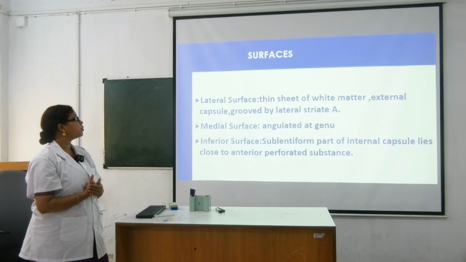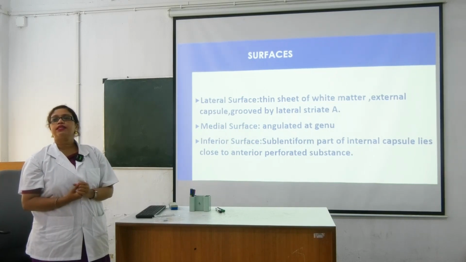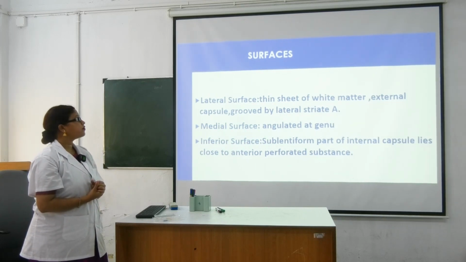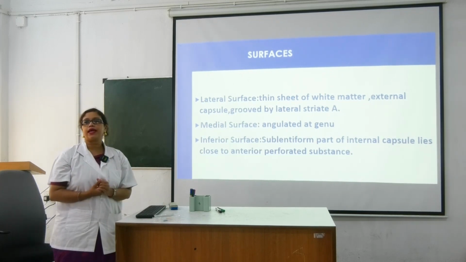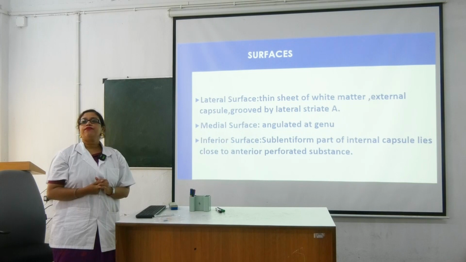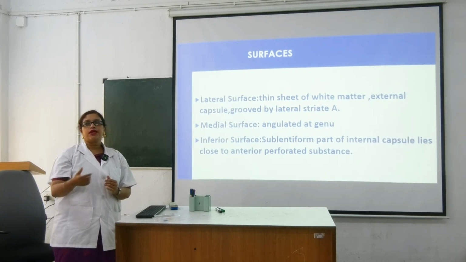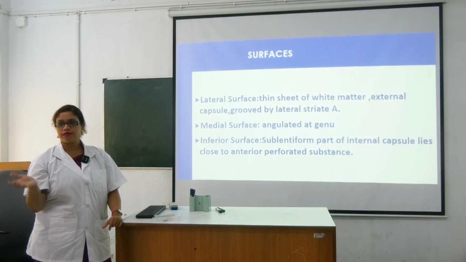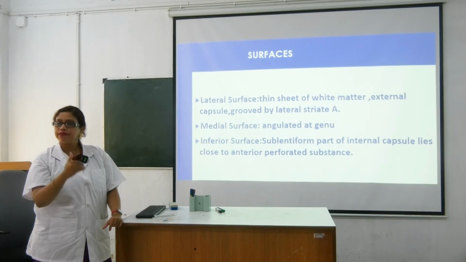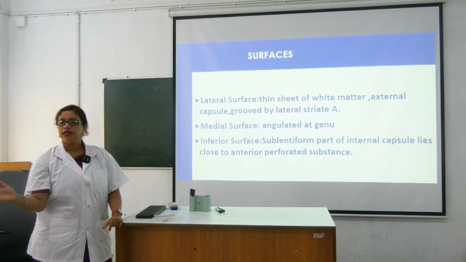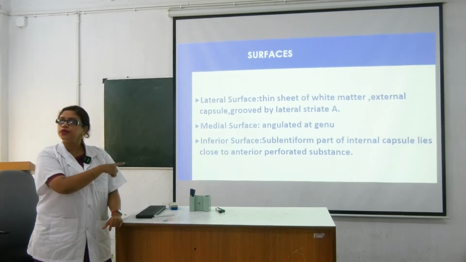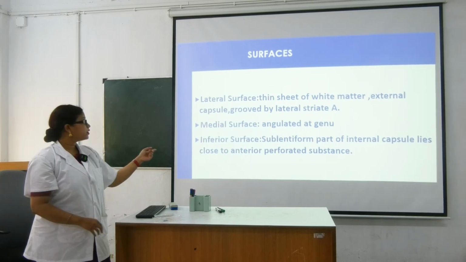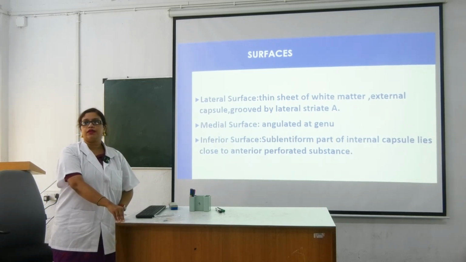You have to say it in full detail. Medial surface, there is angulated genu. Inferior surface, that is the sublentiform part of the internal capsule. Next class I will discuss the internal capsule. There we have two parts: one is the sublentiform part, another is the retrolentiform part. That means they are related to whom? Related to the lentiform nucleus. Did you understand? So which part is related to the inferior surface? Sublentiform part. Okay, write it down.